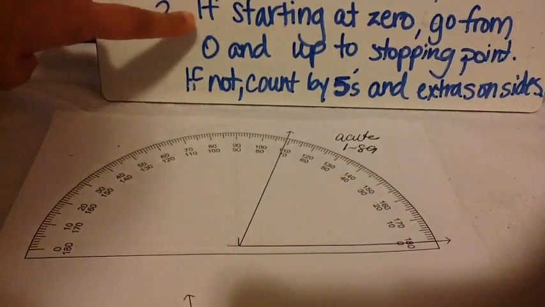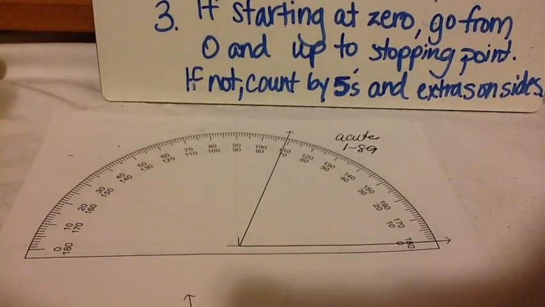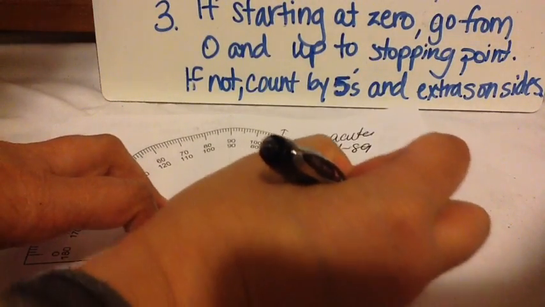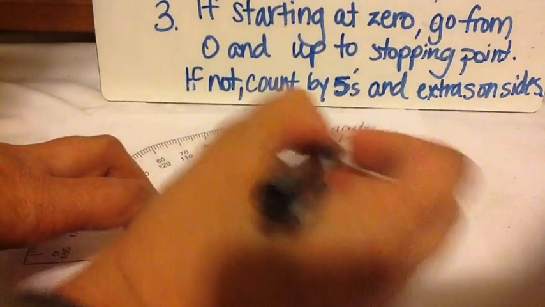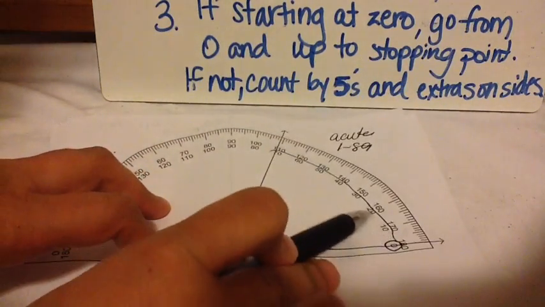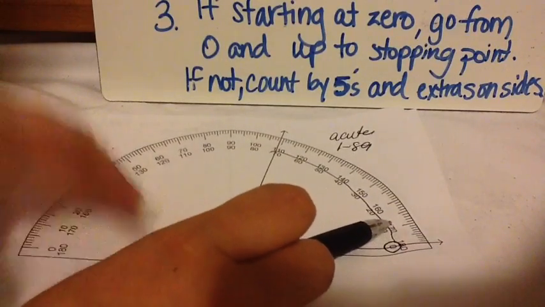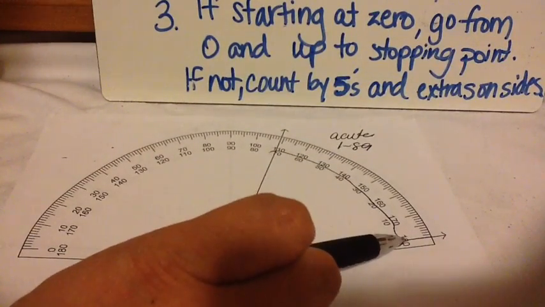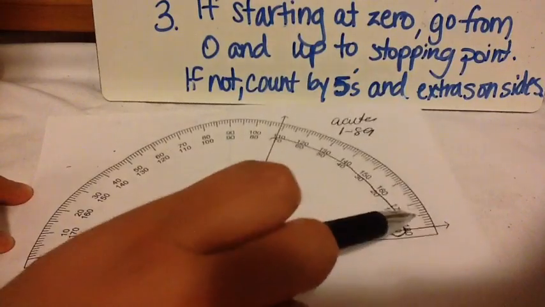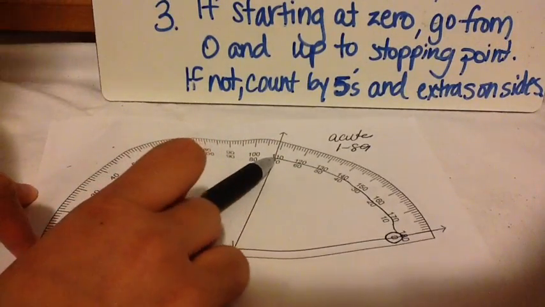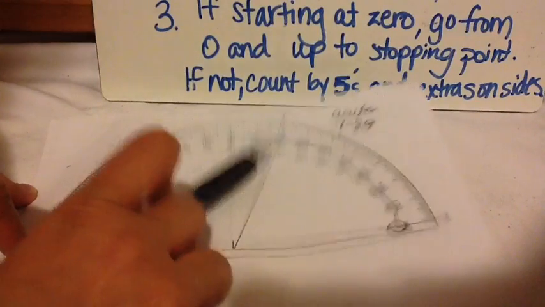So it says if starting at 0, look at 0 and go up to the stopping point. So here is 0. I'm going to circle that. And sometimes I do this to show that I'm staying on this side. Because sometimes if you see too many numbers, especially if you get overwhelmed and jumble things easily, you know you're supposed to start at 0, but you end up looking at the top part and then you end up saying like 110 or something like that as your answer.